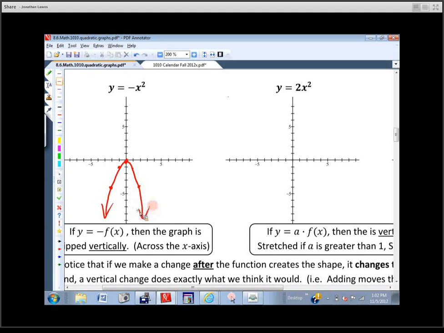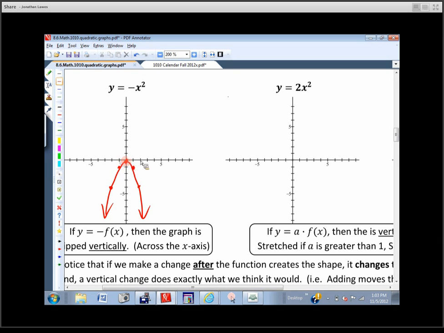Okay, now, I do want to make sure we're all clear on this. When we say you go over 2 or over 1 or over 3 or whatever it is, it's always from the vertex. Okay, watch please. If I go over 1 and down 1, that puts me right here. If I went over 2 and down 4, that would put me way out here. That's too far.